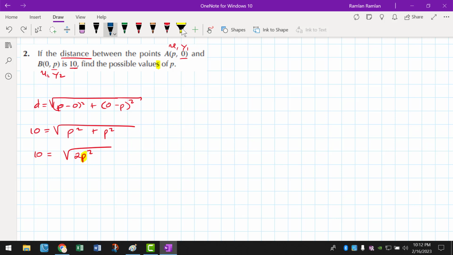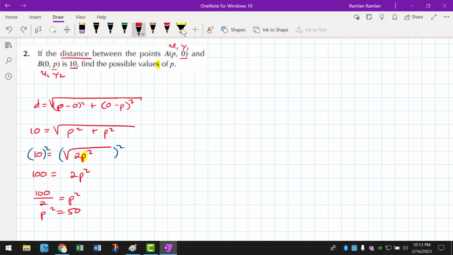So we can actually cancel the root by squaring both sides. So I'm going to square both sides. So this will be 100, and this will be just 2p squared because a square root being squared is just to the power of 1, right? Okay, now let's go to the next one. We can move the 2 to the left side. There'll be 100 divided by 2 equals p squared. So p squared equals 50, but we're not done yet because we need to get rid of the square also.